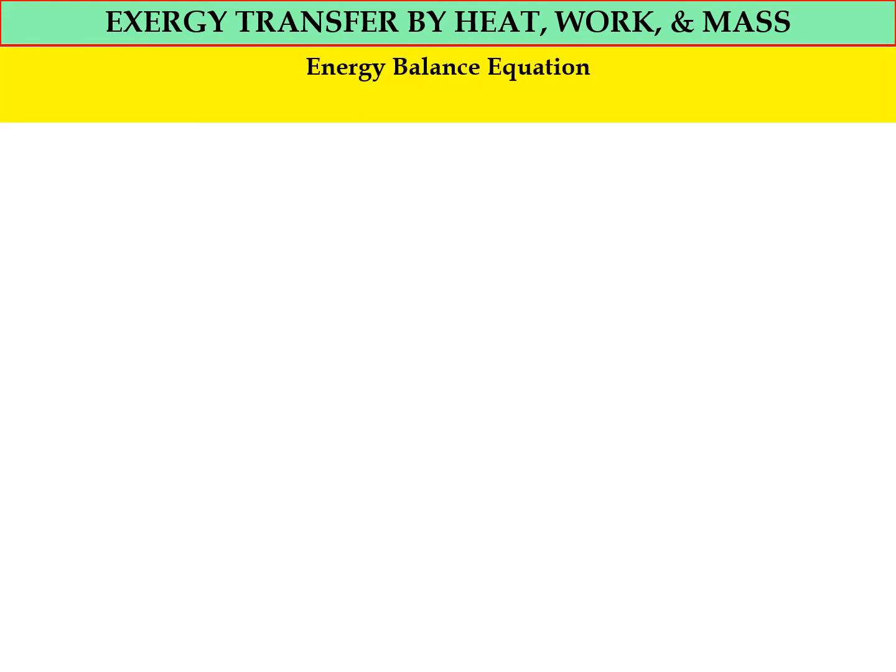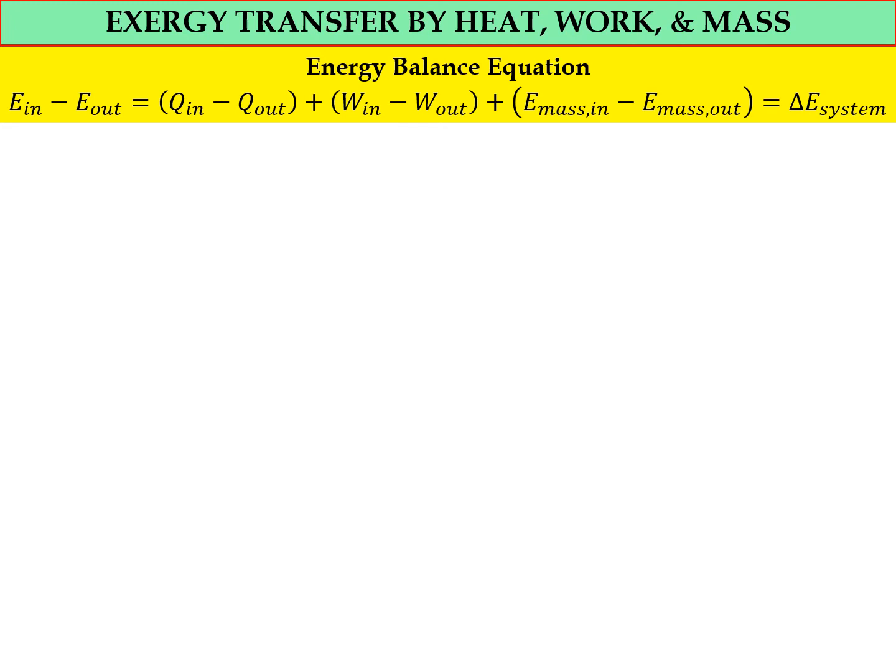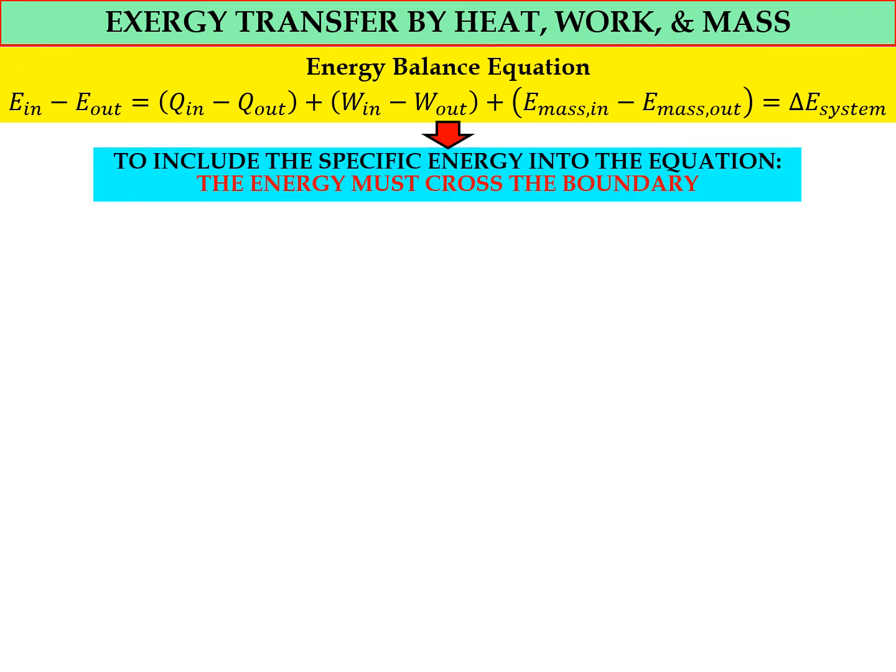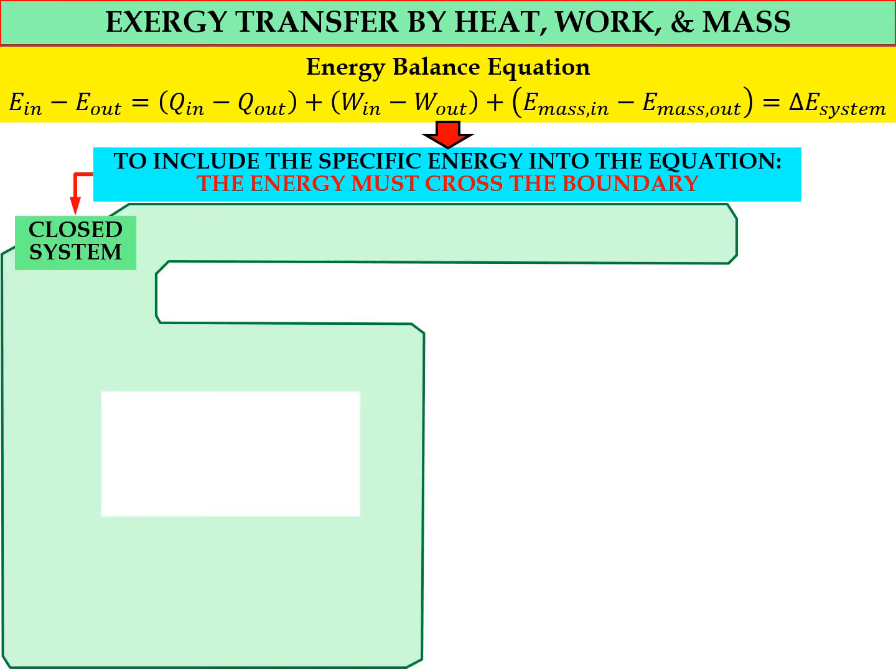So before we look into the exergy transfer, we should look into our reference equation, which is the energy balance equation. This is the energy balance equation, which is that energy in minus energy out equals the changes of energy of the system. In here we know that we have three kinds of energy, which are the heat, work, and also mass. To include these three kinds of energy, we must make sure that the energy crosses the boundary.